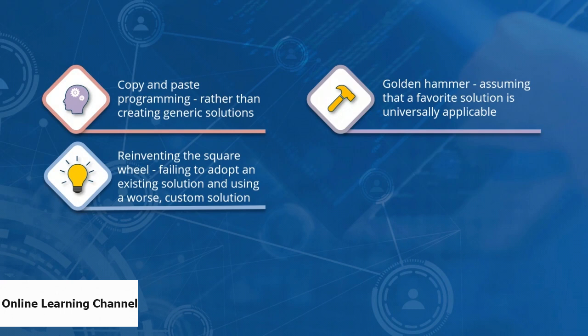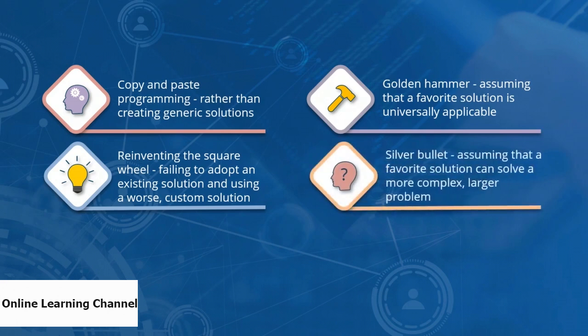An anti pattern that is closely related to the golden hammer that we discussed earlier is the silver bullet. This is where you assume that a favorite solution can solve a more complex, larger problem. It's similar to the golden hammer. In the golden hammer, you think that a favorite solution is universally applicable.